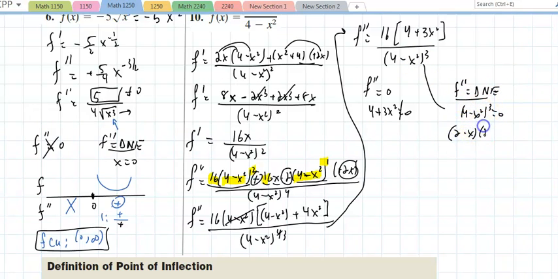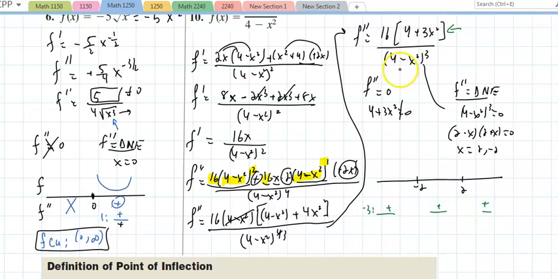That's 2 minus x times 2 plus x equals 0. So I have x equal 2 and negative 2. So I need to test negative 2 and positive 2. And I notice the top of this is always positive. The denominator, if I pick a point to the left of negative 2, let's say negative 3, 4 minus 9 is negative, cubed, that's a negative.